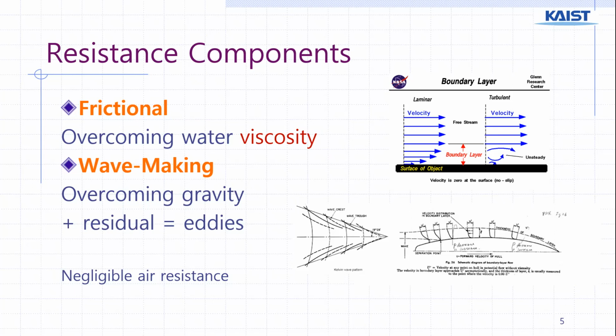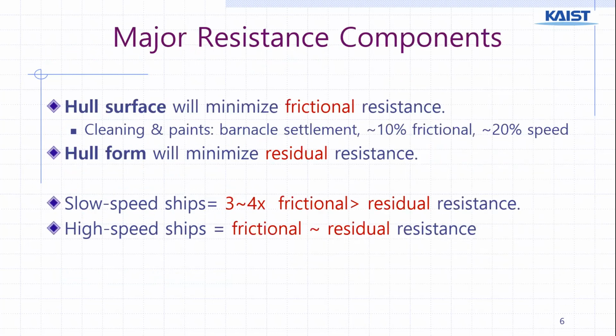Under wave making, there's also some residual resistance, which is caused by eddies, which has to do with the contour of the ship and how that reacts with the water. But generally, when these calculations are made, air resistance is considered negligible. The big point of this is that an ideal hull surface will minimize frictional resistance. That means we want a smooth surface to minimize friction.